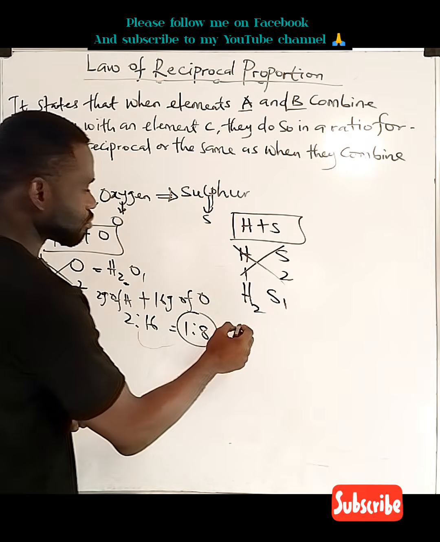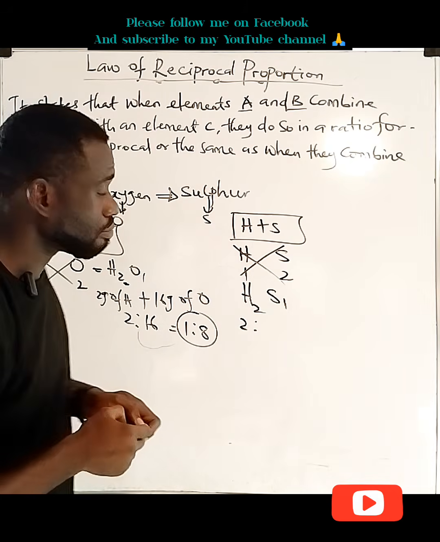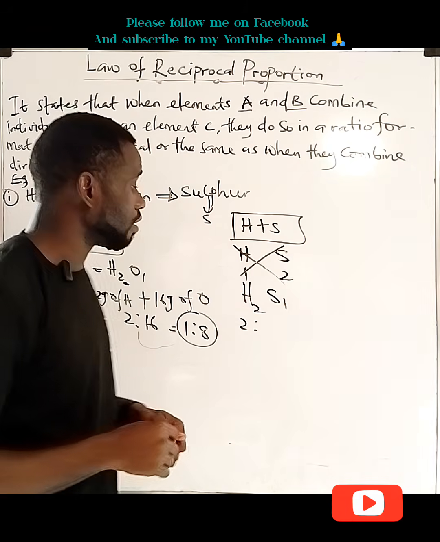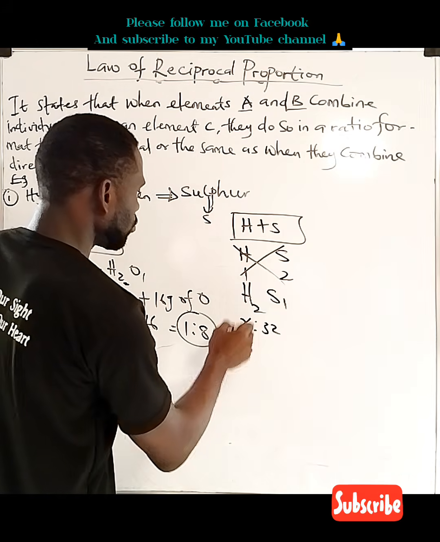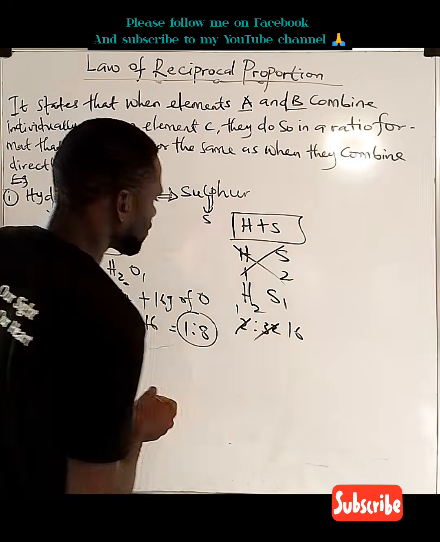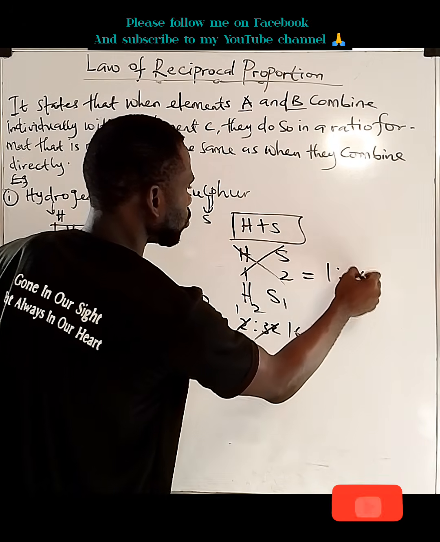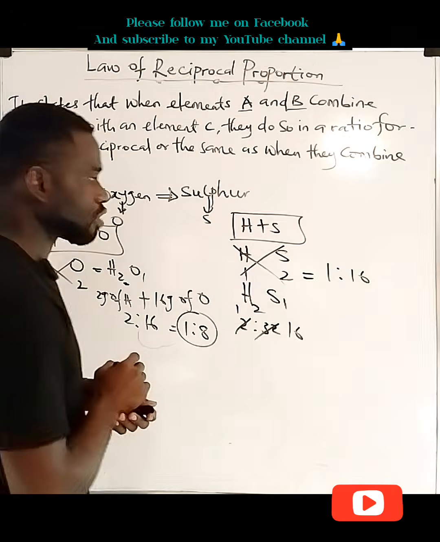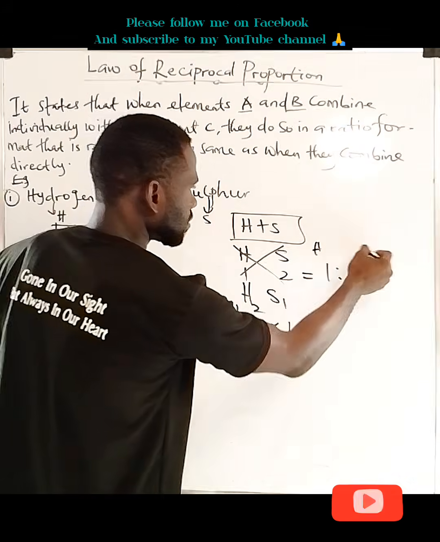So hydrogen here is 2 grams. We're going to compare. Then sulfur here has an atomic mass unit of 32. So when we combine them, that is 2 to 32, which is 1 to 16. So hydrogen and sulfur, that's hydrogen sulfide, give us 1 ratio 16. That's what hydrogen and sulfur will give to us, 1 ratio 16. So this is hydrogen and this is sulfur.